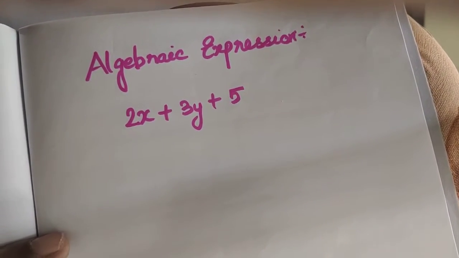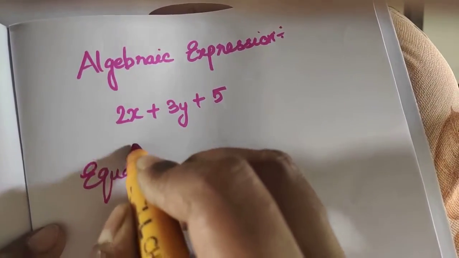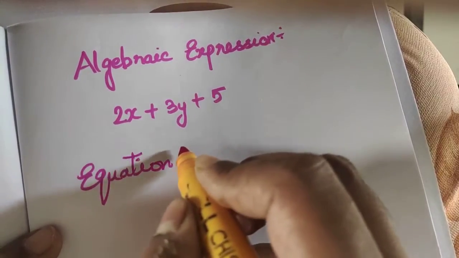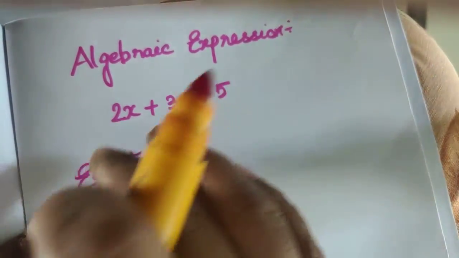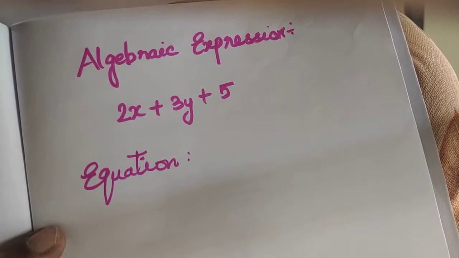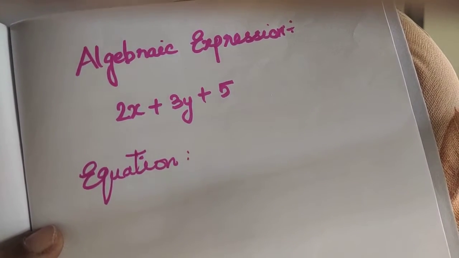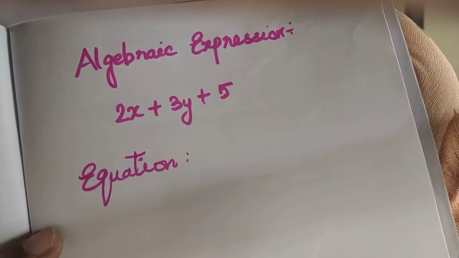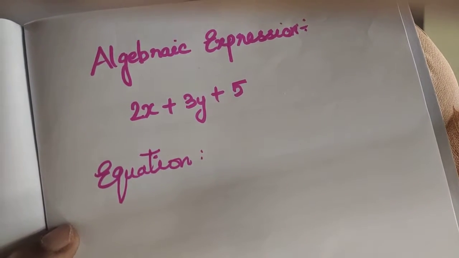Now coming to equation. What is an equation, children? There won't be much difference between an expression and an equation. When I have written this 2x plus 3y plus 5, I have only combined my variables and my constant using my addition sign. That is all. This is what an expression.